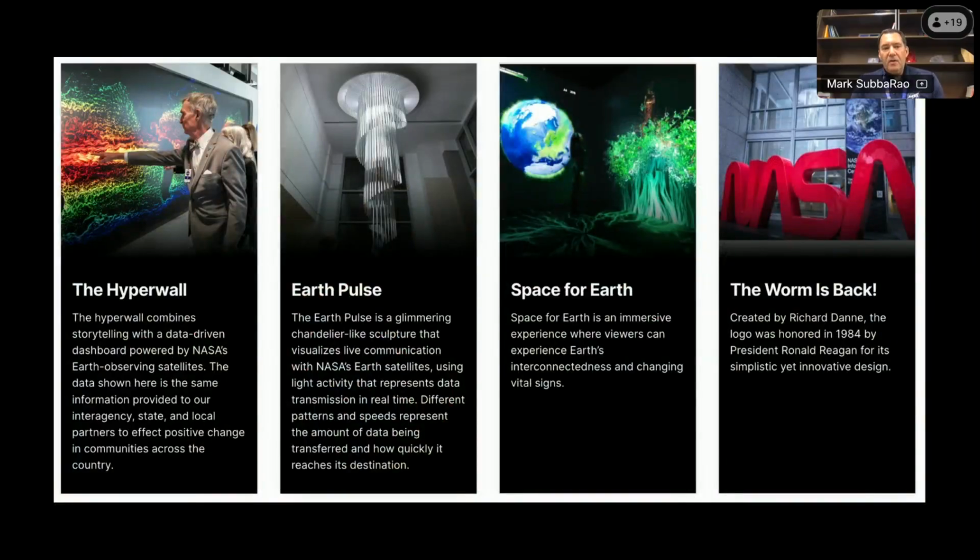It consists of 4 components. I kind of think of them as representing different kinds of components. So there's an immersive exhibit, which is Space for Earth. It's almost like the heart. It's telling you why we want to go, why we should care about our planet. We have the Earth Pulse, which is a data sculpture that tells you about sort of NASA's eyes. It's showing you the flow of information to and from satellites through this artistic sculpture.